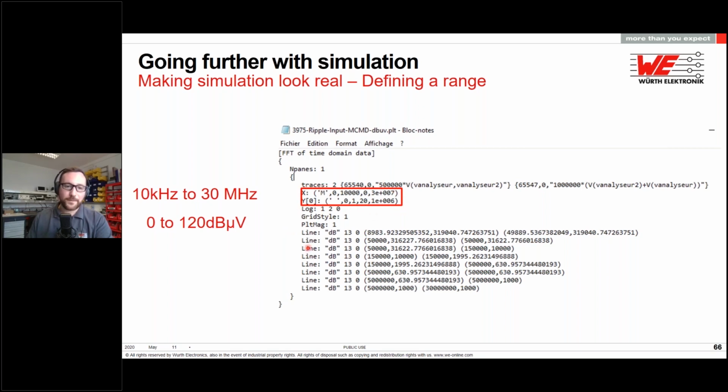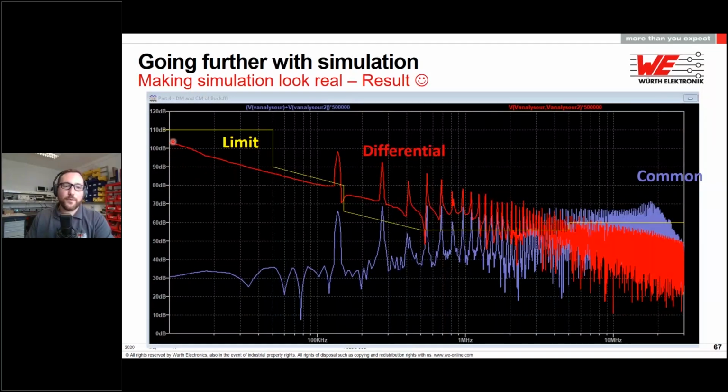And now here is the result. We have here the limit lines, which are drawn using the lines generated by the spreadsheet. We have our differential mode contribution. The frequency range is from 10 kilohertz to 30 megahertz, so covering a typical frequency range for EMC conducted emissions. And we have both differential and common mode split.